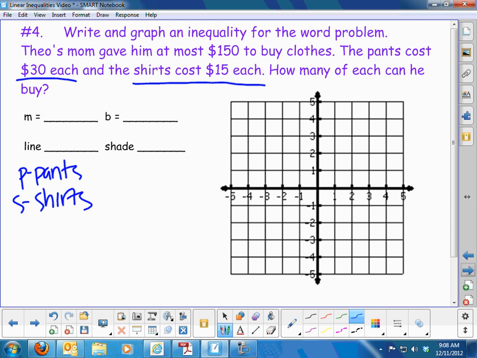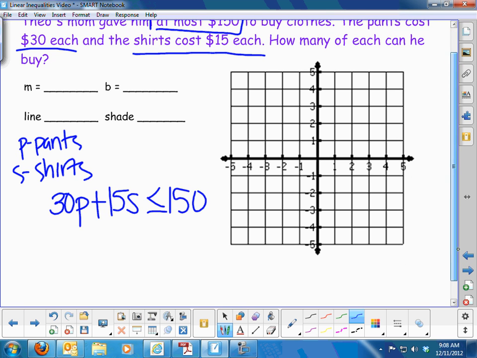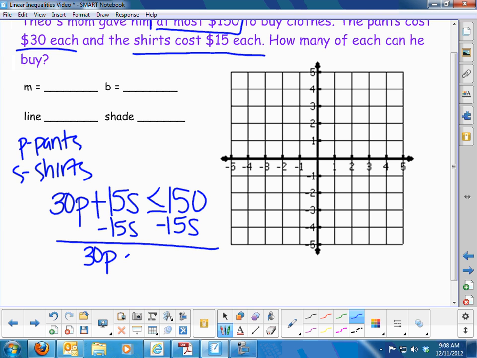And I know that the pants cost $30 each, so $30 for a pair of pants plus $15 for a shirt. And how much do I have to spend? I have at most $150, so I know I have less than or equal to $150 to spend. Now I need to get this equation in what looks like slope-intercept form so that I could graph it, which means I need to get one of my variables alone. I'm going to get the P alone. I'm going to pretend like my P is my Y and solve it just like we normally would.